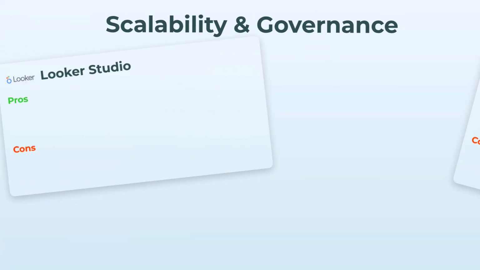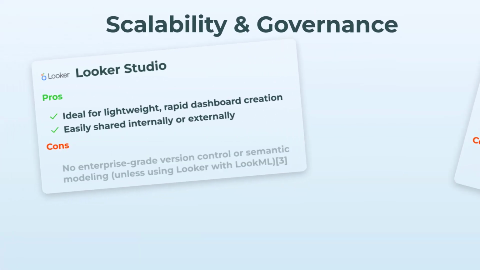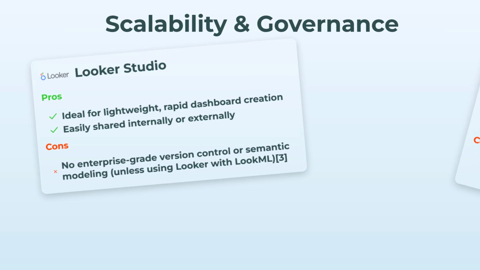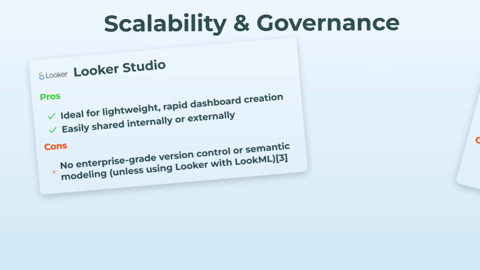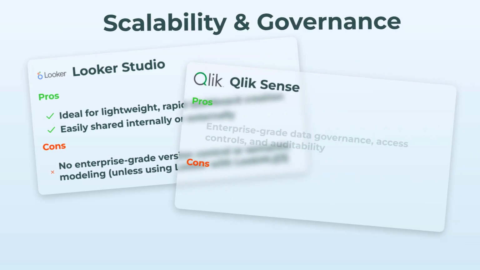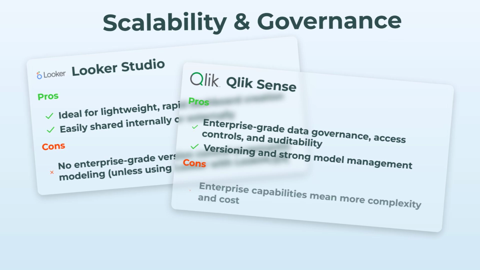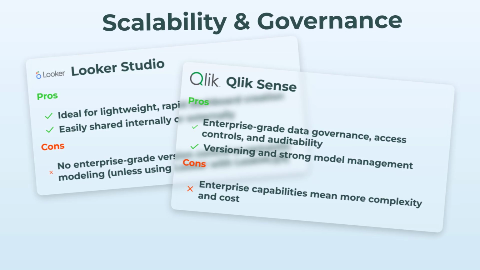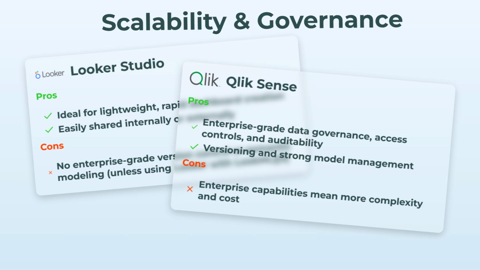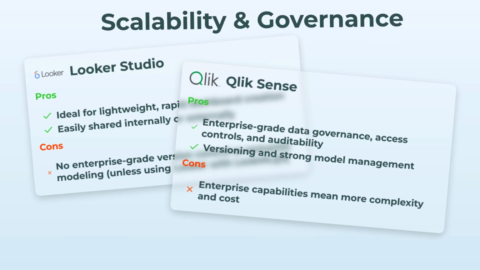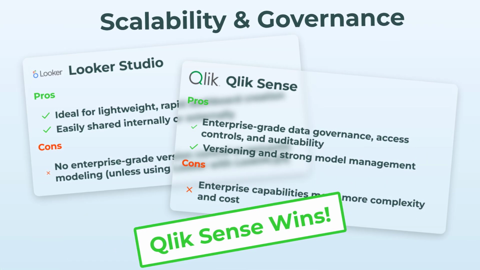All right, scalability and governance. Looker Studio? Super fast for lightweight dashboards. Sharing is a breeze. But the second you go bigger, like version control, semantic modeling, you hit limits unless you add Looker/LookML. Qlik Sense, though, is all about big business. Enterprise-level controls, model management, versioning, you know, all the things that IT folks rave about. Makes life easier if you need full-on governance. Winner here, Qlik Sense. No surprise.